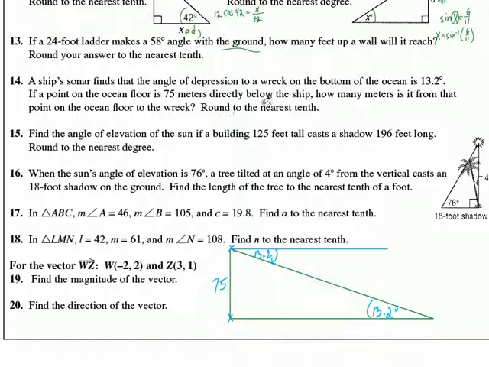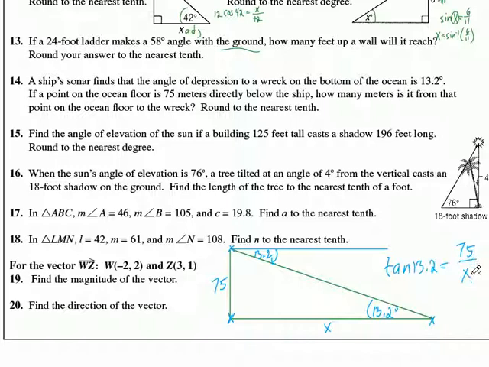How many meters is it from that point, the point on the ground, on the ocean floor to the wreck? The wreck was right here. So we're trying to find this. Call that x. All right, so what do we have? Using this angle right here, you've got opposite and adjacent, which is tangent. So it's the tangent of 13.2 equals opposite, which is 75, over the adjacent, which is x.